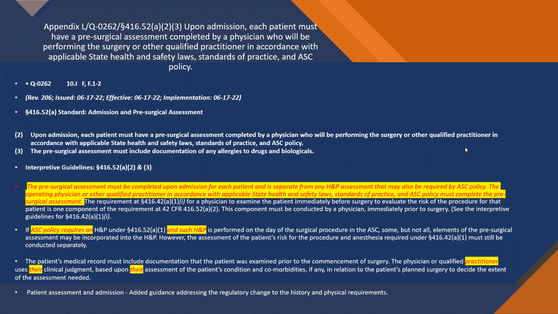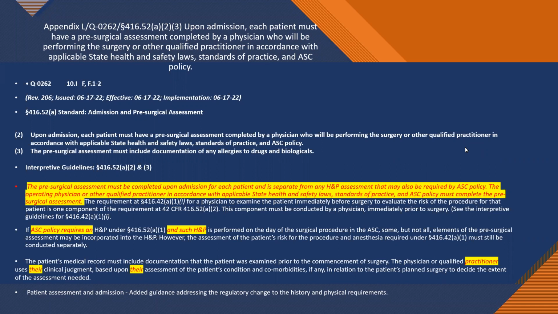The operating room physician or other qualified practitioner, in accordance with applicable state health and safety laws, standards of practice, and ASC policy, must complete the pre-surgical assessment. The requirement at 416.42(a)(1) for a physician to examine the patient immediately before surgery to evaluate the risk of the procedure for that patient is one component of the requirement. This component must be conducted by a physician immediately prior to surgery.